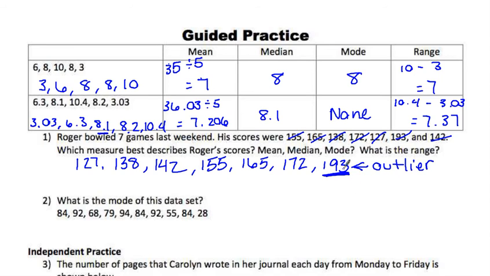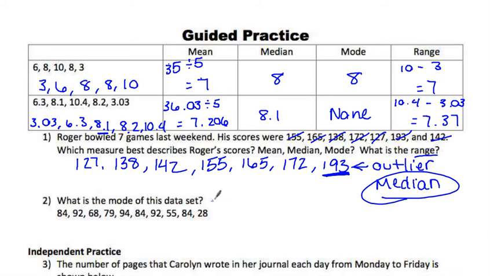So when we have an outlier, we're going to use the median. We can't use our favorite, which is the mean. We have to use the median when there's an outlier. That's our second favorite. And then the last question, it says, what is the range?